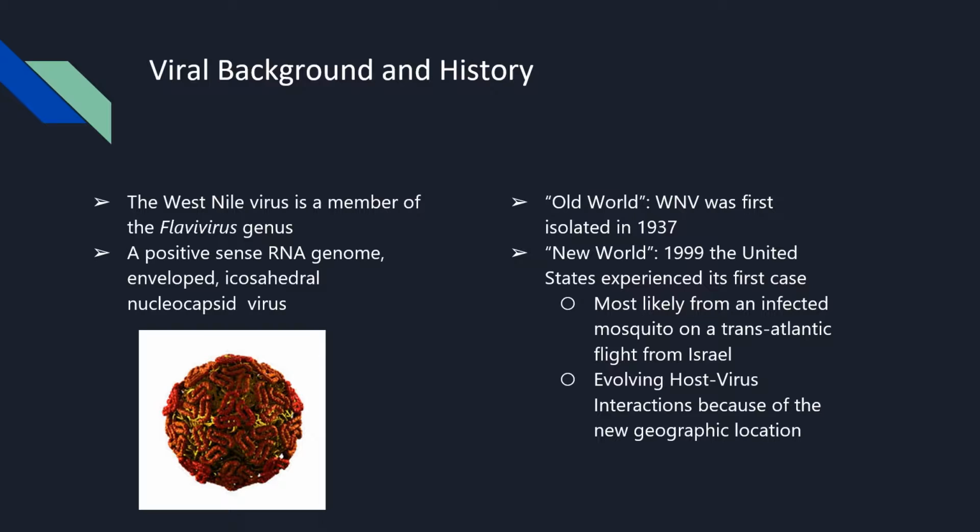It was introduced to the Americas in 1999, most likely on a transatlantic flight from Israel to New York, most likely in the form of an infected mosquito trapped in a suitcase. This is considered an evolving host-virus interaction because the virus, through accidental relocation of a vector on an airplane, was introduced to a new geographic location.